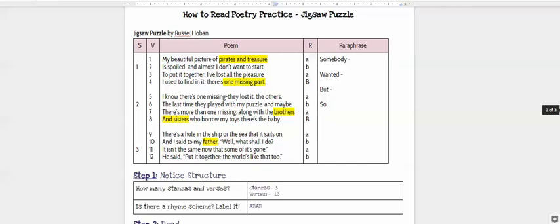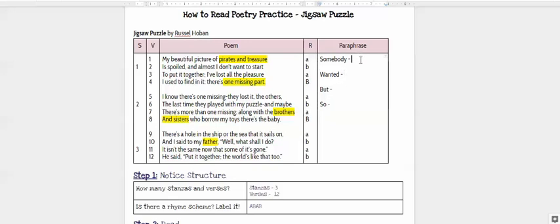The world's like that too. Okay, so I want you to stop the video and come over here on your document and see if you can figure out who is this somebody, who is the speaker? Is it an old man? Is it a dog? Is it a snowflake? Is it a person? And if so, how old are they? And what did this person want? And then the but and the so are if there's a problem of some sort. Okay? So see if you can do it. Turn it off and come back and I'll give you some answers.